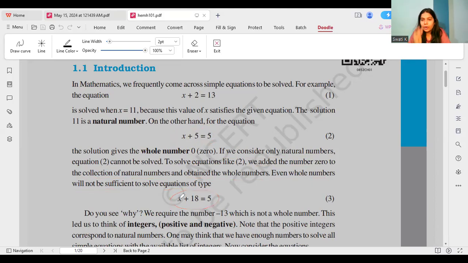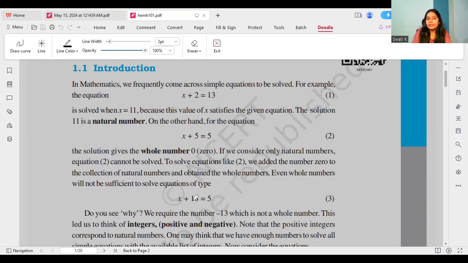Do you realize how exactly we are going step by step? First, from this equation, we understood the concept of natural numbers. Then from this, we understood why 0 is also important, right? Because some equations will not be satisfied with just the natural numbers. So that is why we have the whole numbers. Next is x plus 18 equals 5. What will you add to 18 so that the answer will be 5? If you're not aware of this, there is a concept of negative numbers, right?